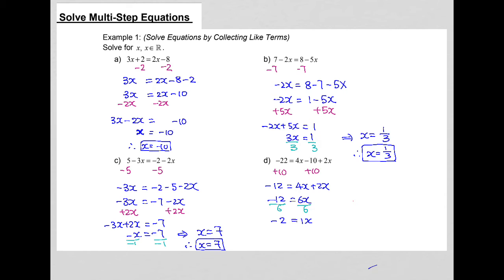But in terms of math, usually we write the variables on the left to be more professional. So I swap the direction. So I just change it. x equals negative 2. Therefore, x equals negative 2.